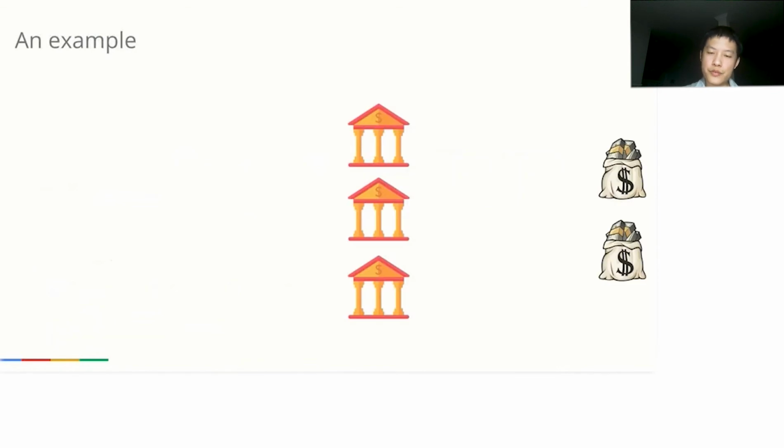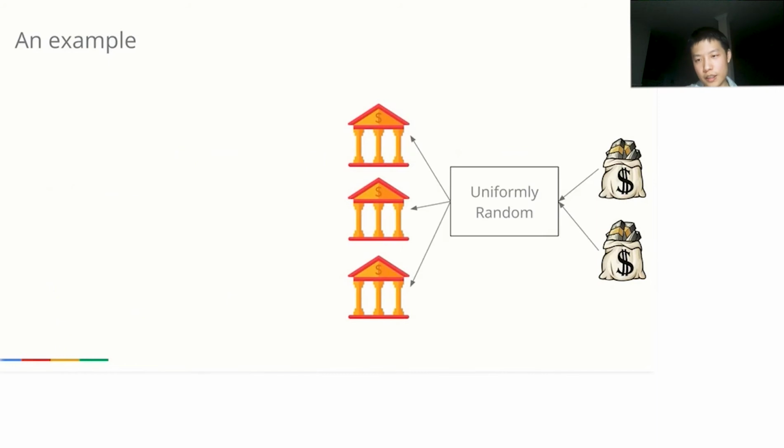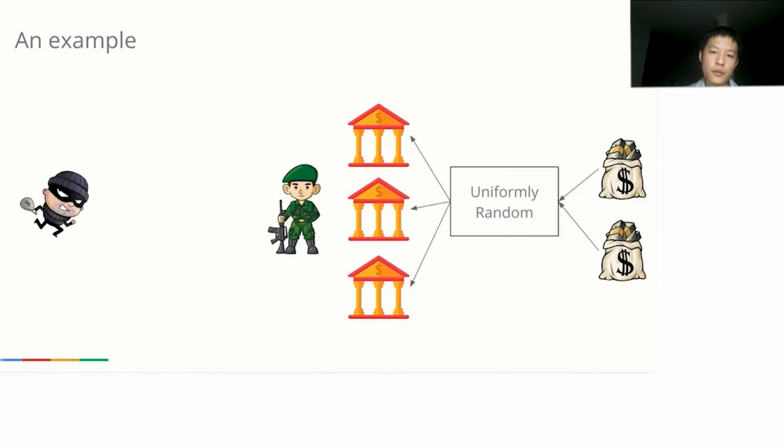In this example, we have 3 banks and 2 bags of money. We are in a Bayesian setting, so these 2 bags of money are distributed uniformly at random to these 3 banks, such that each bank can hold at most 1 bag of money. And we have 2 players. One is the soldier, also known as the defender, whose objective is to defend the money from the thief. And we have the attacker, the thief, whose objective is to steal the money. In this game, the soldier has an informational advantage, so the soldier can see the actual realization of the allocation of the money.